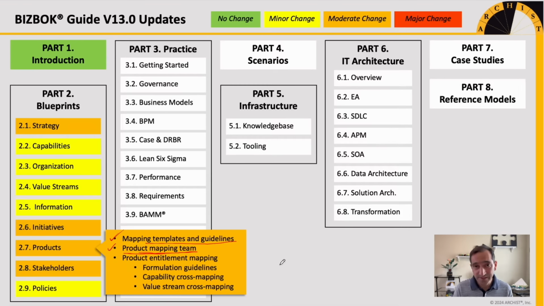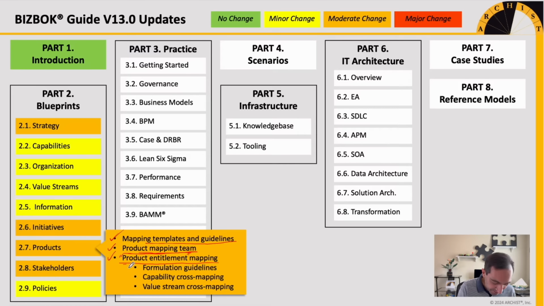The other update that we see in the product mapping is the focus on the product entitlement. So in the previous versions, we of course had the concept of product entitlement, but in the latest version of the BIZBOK guide, we are putting more emphasis on the role of product entitlement when it relates to, of course, the product, but also to capabilities, to value streams, and how we can actually deliver product entitlement through value streams and also leveraging a set of business capabilities.